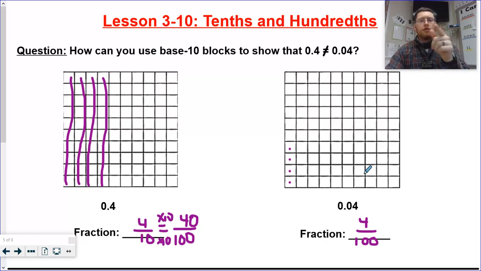Now, how can you tell me, using these base 10 blocks, that these two decimals are not the same? I can look and see that I have 4 longs here, 40 pieces, versus 4 pieces over here. That's how you can explain it using base 10 blocks: I have 4 little cubes on this one, and I have 40 cubes colored in on this one.